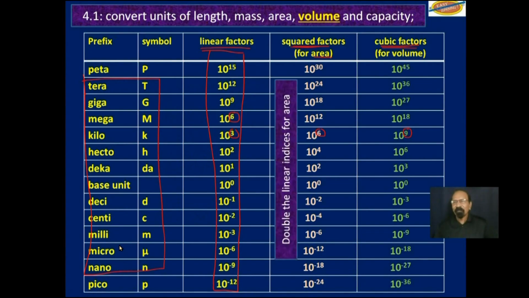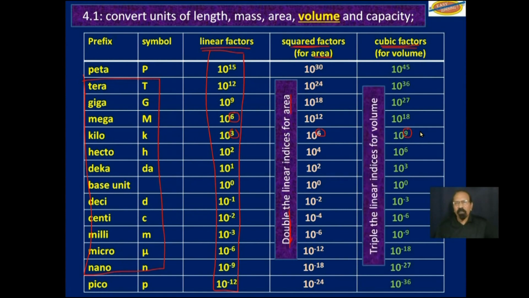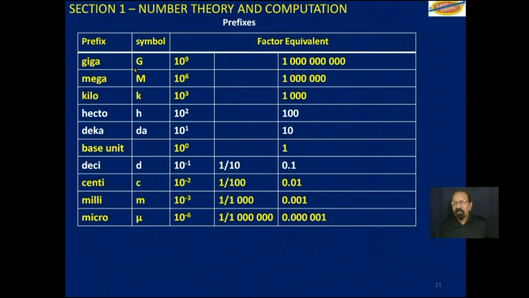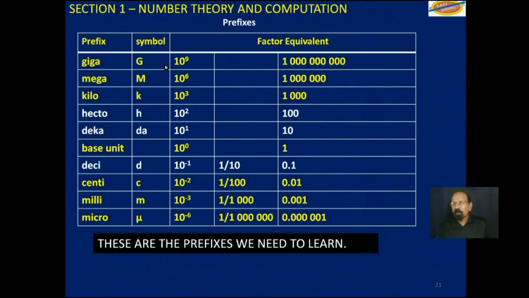Now let's go on. So for the square factors, you will square, that is to say you would double the indices. And for the cubic factors, you will triple the indices and so on. But we will meet that in the next video. So these are the ones that you need to learn. However you learn them, if you start out with a base unit, deci is smaller than the base unit, and so on.